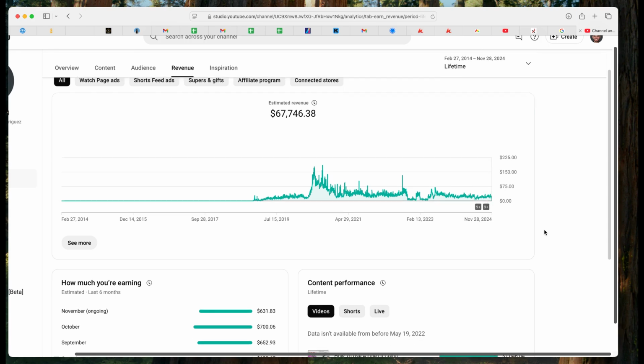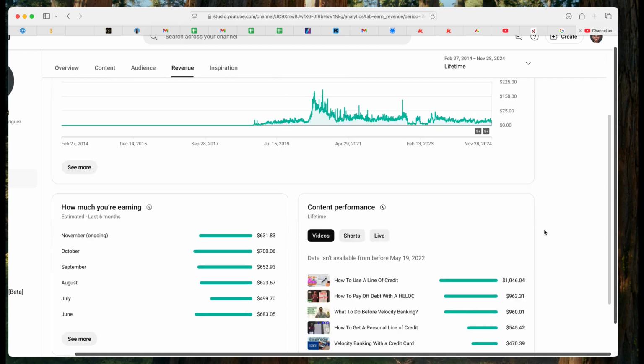Basically, it's not a whole lot of money, right? If I took 67,746.38 divided by 6 years, that's about $11,300 on an annual basis. Not a whole lot of money, but 11,300 divided by 12 is a passive income of $941 a month. Yeah. Not terrible. No, not at all.